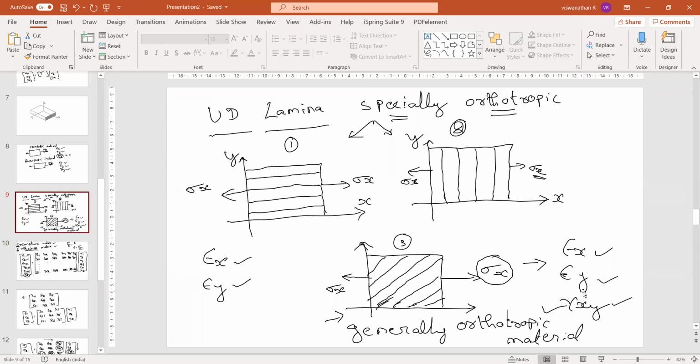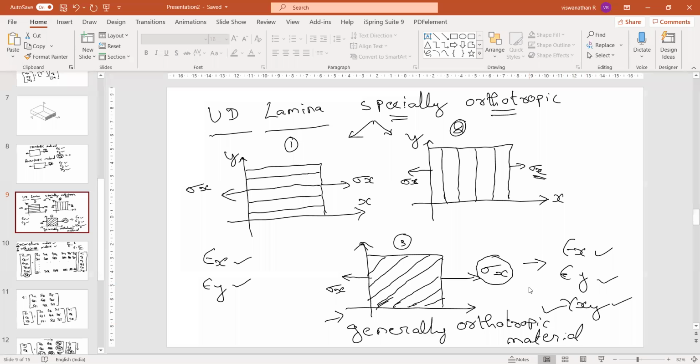Anybody has any doubt on this? When you apply extensional stress, you get extensional strain as well as shear strain, okay, for a generally orthotropic material. Do you understand this, or is there any doubt in this?